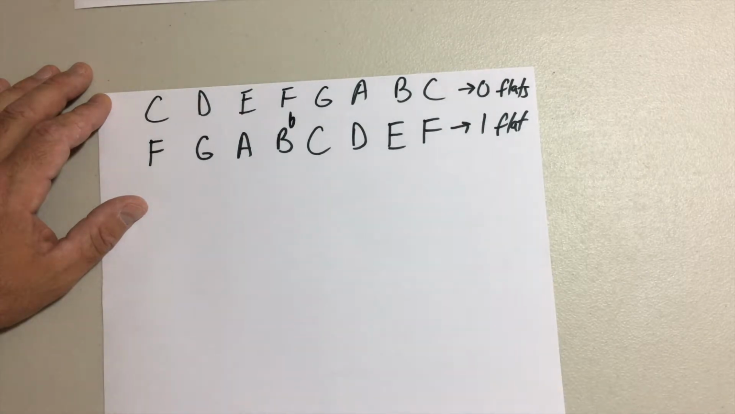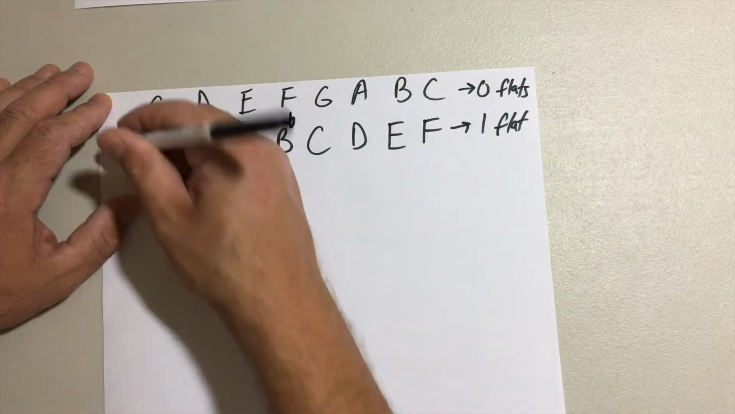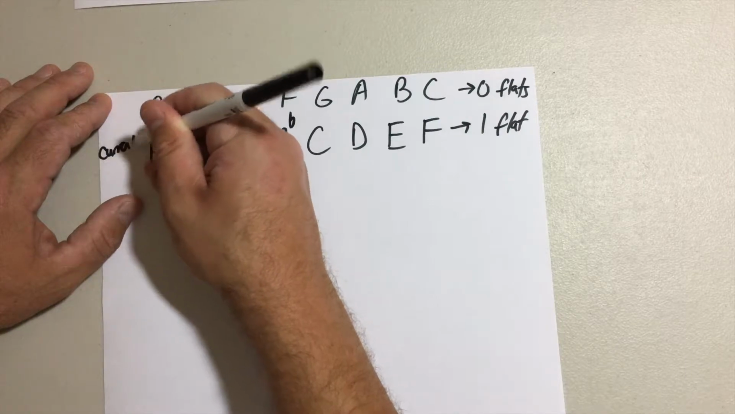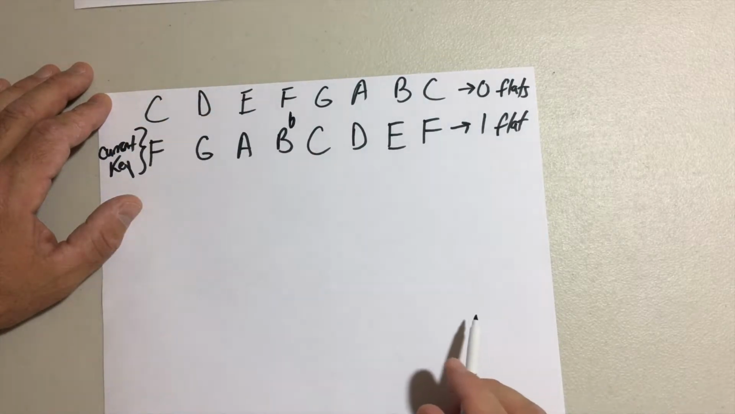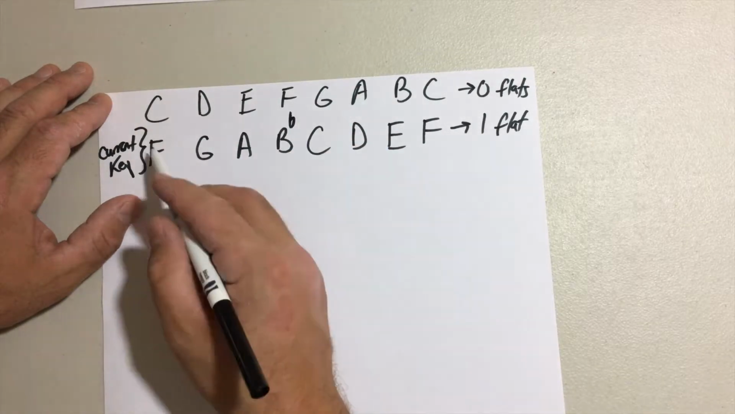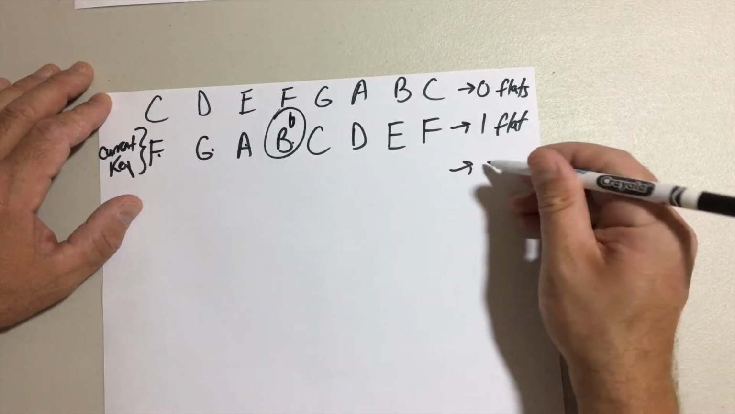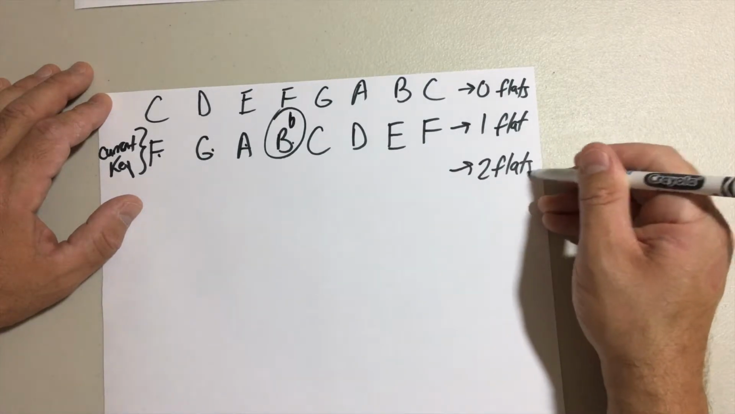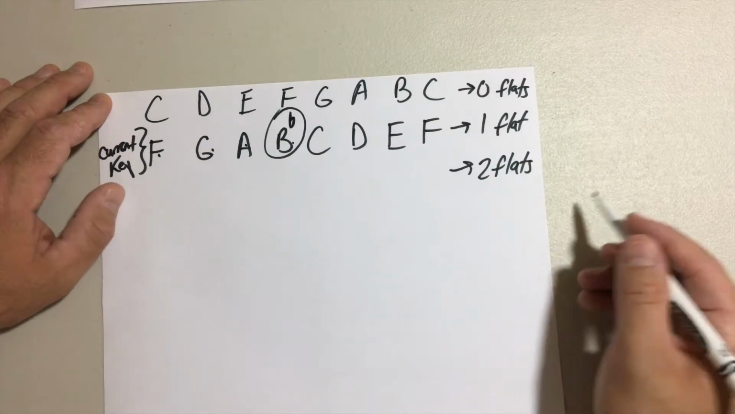Now we want to try to find the key that's going to have 2 flats. And the way we do that is we look at the current key. This is the current key that we're in, right? We're looking at the current key, and we're going to find the 4th. So that's 1, 2, 3, 4. So our new key that's going to have 2 flats is going to be what? B flat major, okay?